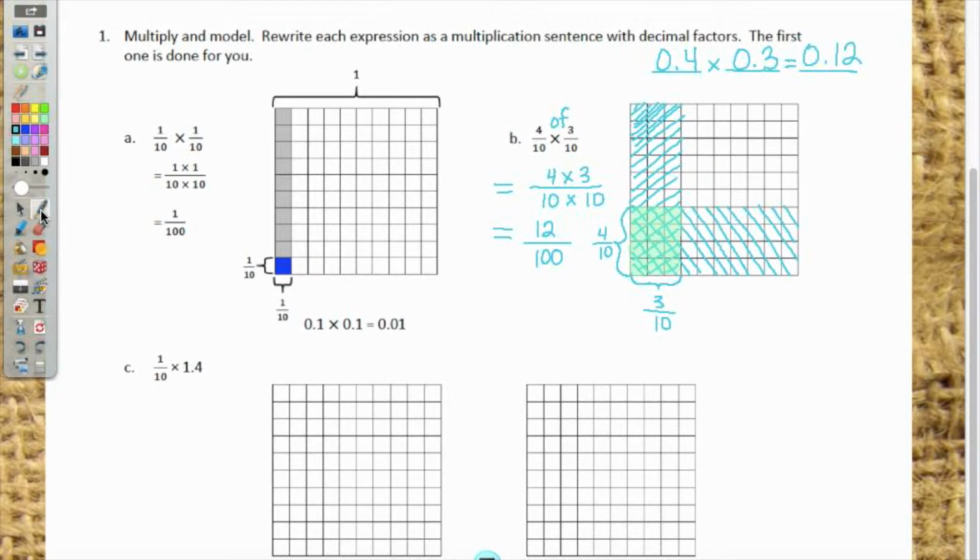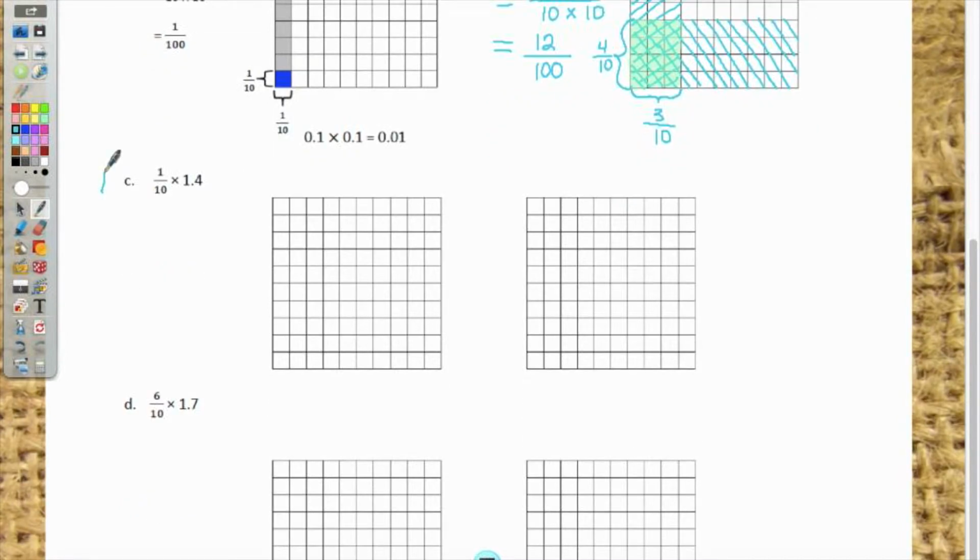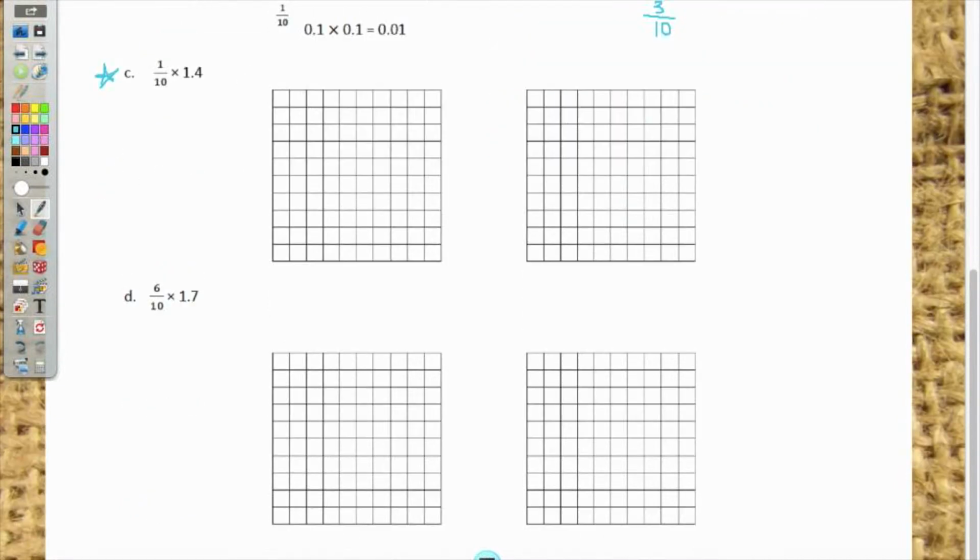But let's count this. 1, 2, 3, 4, 5, 6, 7, 8, 9, 10. Okay? 10 things for that problem. So now let's go down and do the next one. Put a star by this one. You have one like it on your exit ticket. This will help you a lot. So should you probably write down everything I write down?